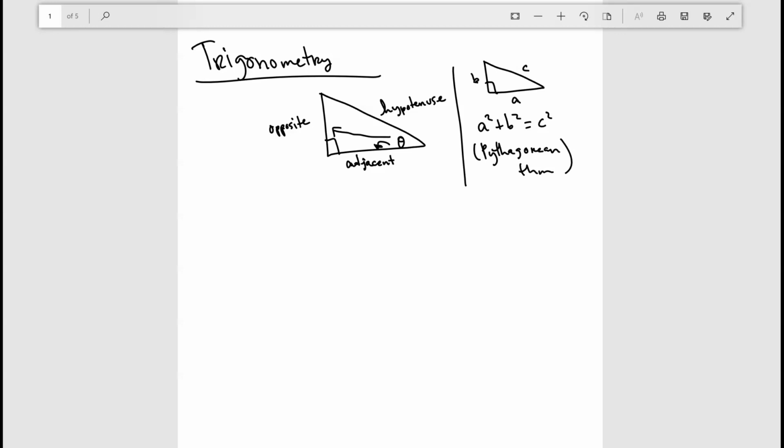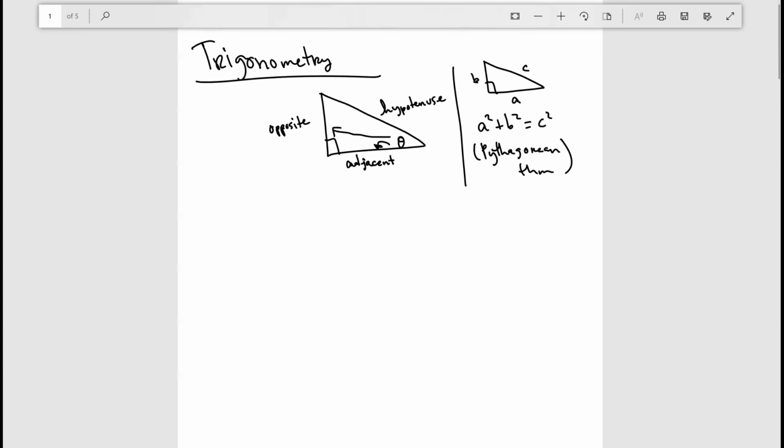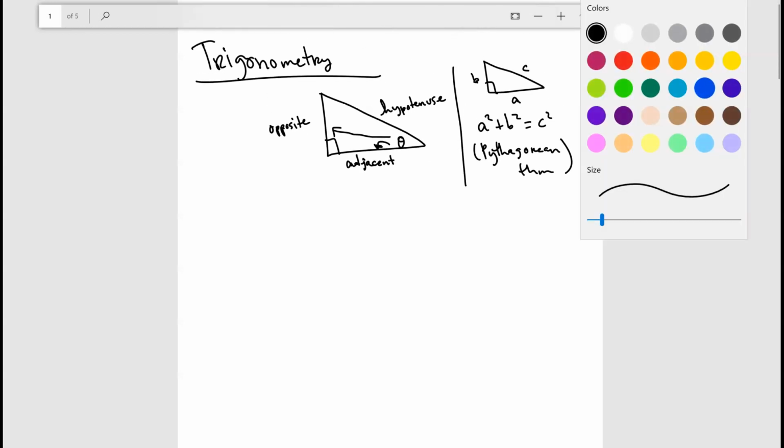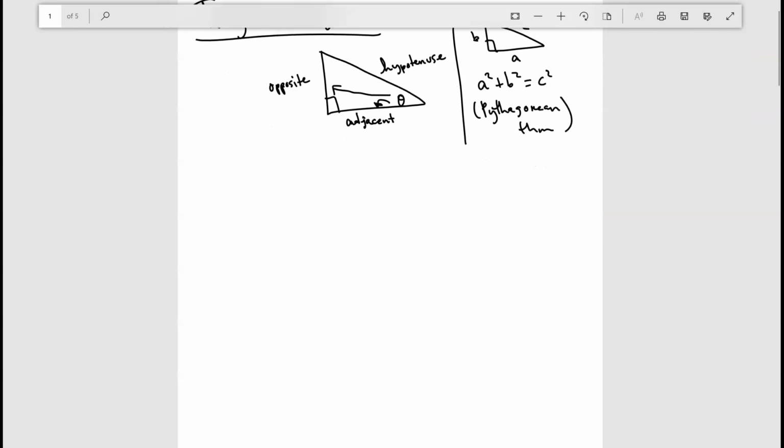Okay, now what we're going to do is try to relate the angle with A, B, C, which is what we call the opposite, adjacent, and hypotenuse. In trigonometry, there are 3 different types of trig functions. The first one is what we're going to call sine. The other one is called cosine, and the other one is called tangent.